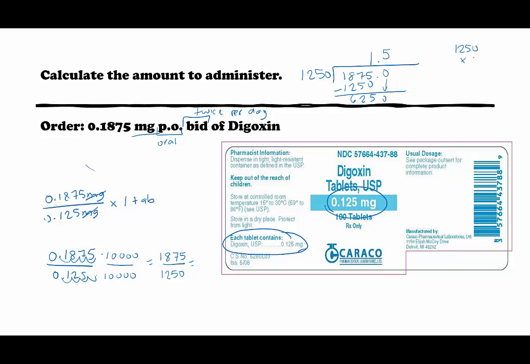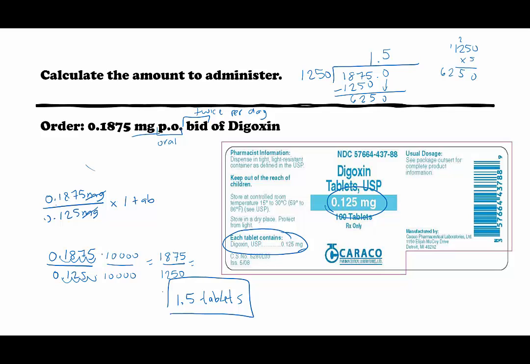1,250 times 5. 5 times 0 is 0. That's 25. 10 plus 2 is 12. And that's going to be 6. Yep, it matches. Yay! So we end up with 1.5. 1.5 tablets. Again, this is unusual in this case because it's not a full number of tablets.